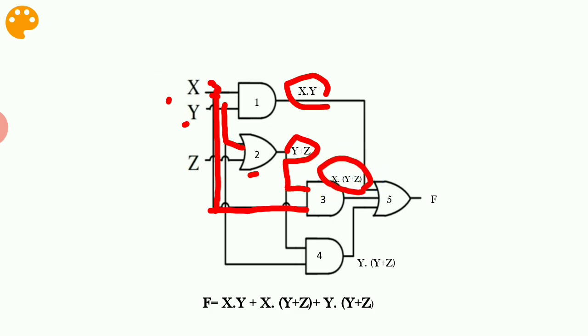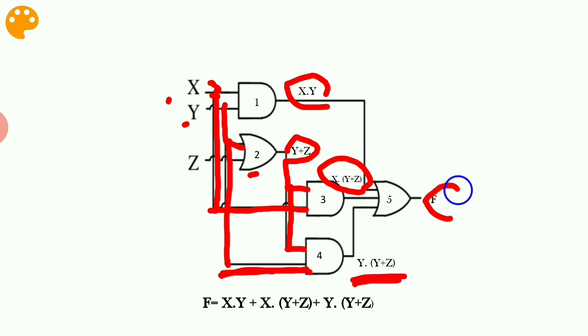Then what are the inputs of the fourth gate? One input of the fourth gate is Y plus Z coming through the upper channel and the other input is Y coming through the second channel. You can see it here. So its output will be the product of those 2 inputs. That means Y into (Y plus Z). So we have found the outputs of the first 4 gates. The fifth gate, or the final gate, gives us the function f, which is to be found.